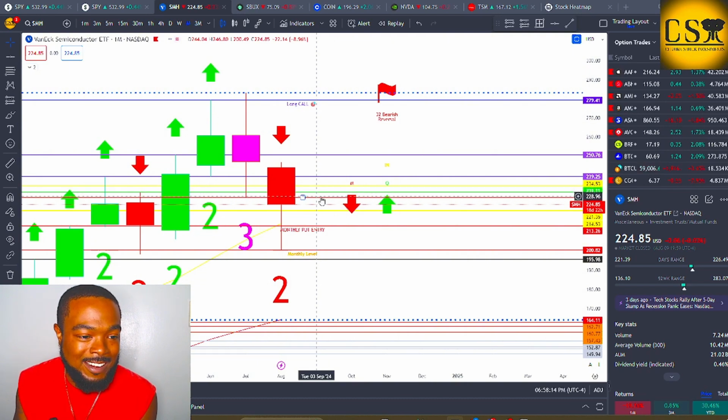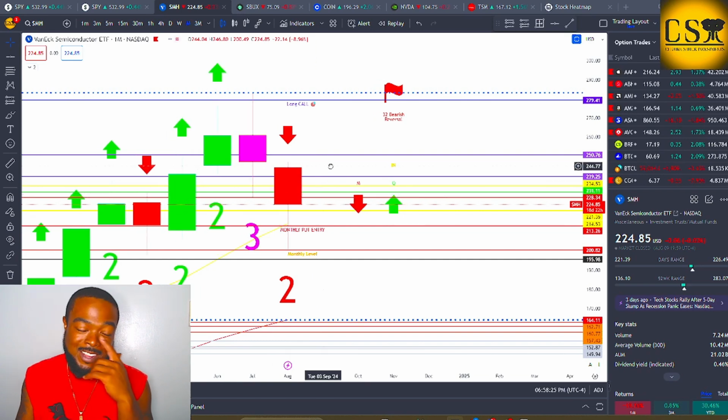Versus when we entered right here, that stop loss would have only had you down, I don't know, let's say 10 to 15% in your contract, maybe. So it's a big difference. So that's why you got to trail that stop up. It is very, very important to do.